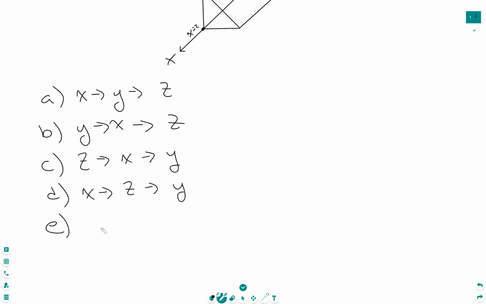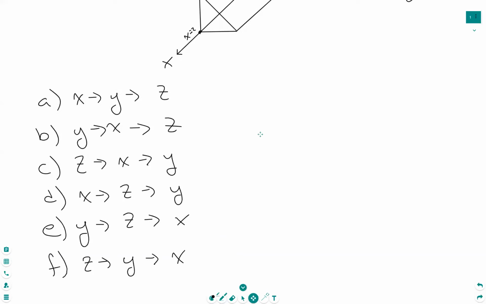Could also do y, and then z, and then x. And finally, we could do z, and then y, and then x. Okay, so this is 6 different ways.